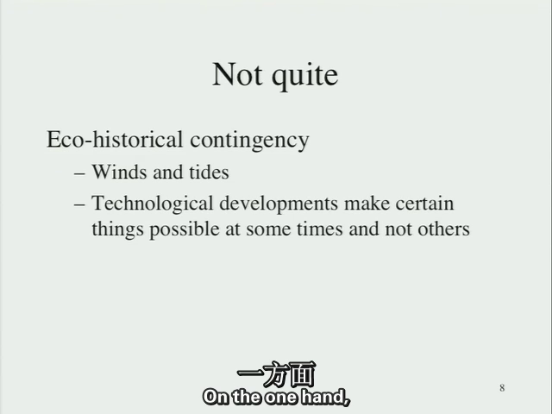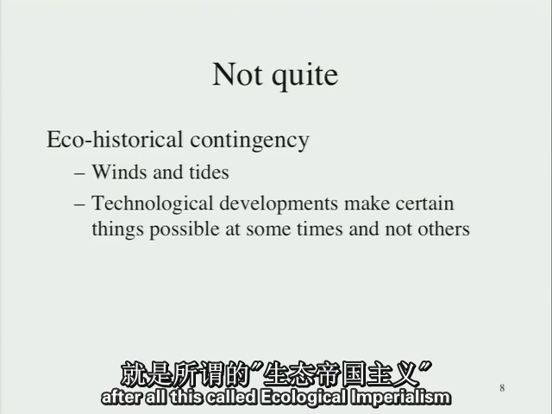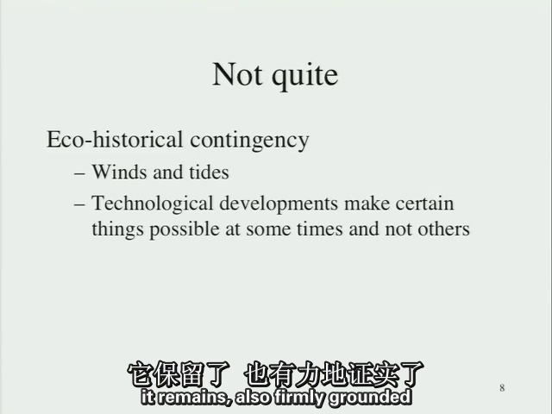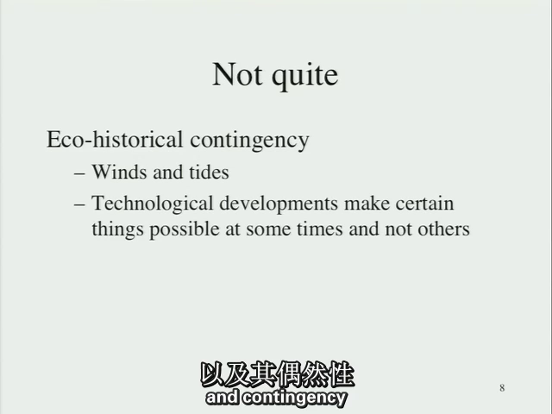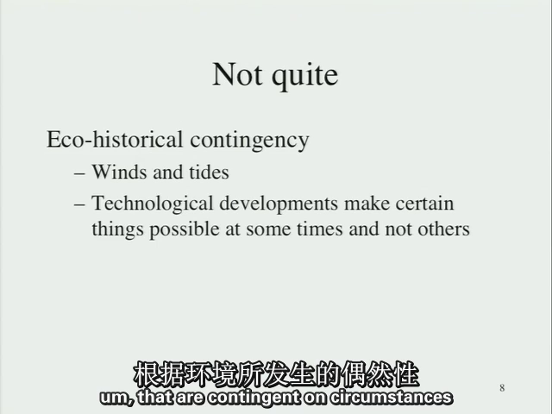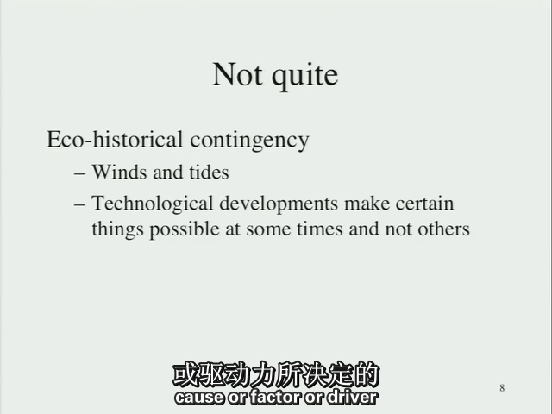So there is, on the one hand, a great deal of attention being paid to environmental factors in this story. After all, this is called ecological imperialism. On the other hand, it remains also firmly grounded in the realm of history and contingency, the possibility that things happen in ways that are contingent on circumstances and not strictly determined by any one cause or factor or driver.